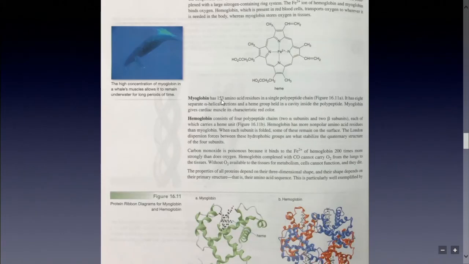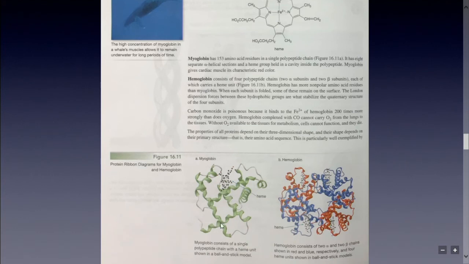Myoglobin has 153 amino acid residues in a single, underline that word, single polypeptide chain. All of this is one polypeptide chain for myoglobin. This is just one polypeptide chain. It actually has 8 separate helical sections. So you have 8 helical sections, but it's all one polypeptide chain. In other words, there's only one gene on the chromosome that codes for this entire polypeptide.